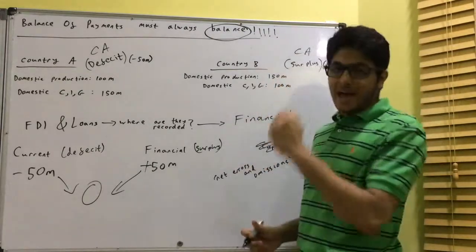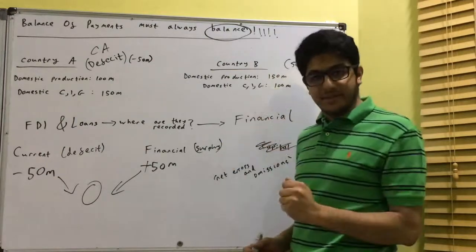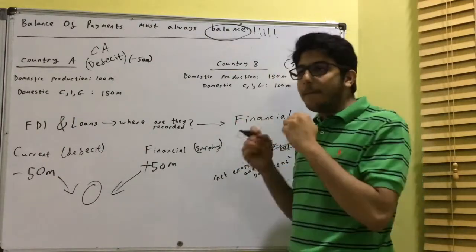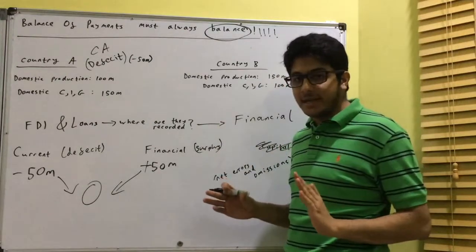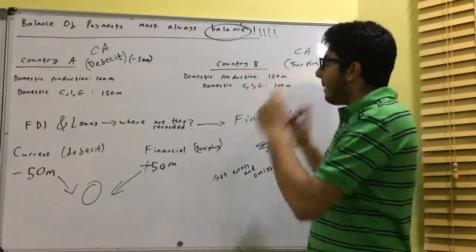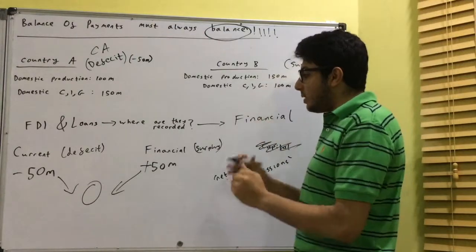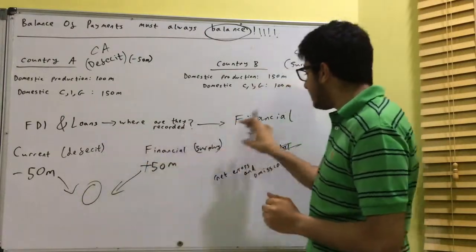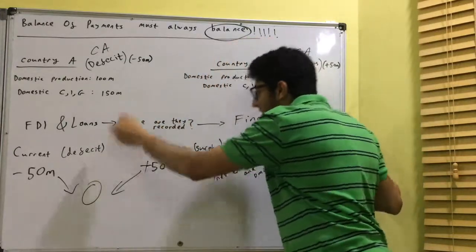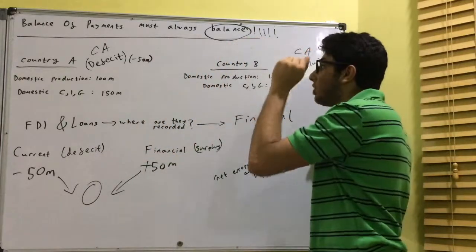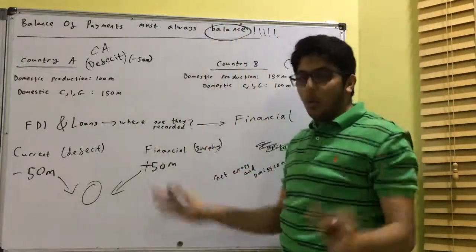So you can't have a balance of payment deficit. You can't have a balance of payment surplus. That's wrong. This isn't GCSE anymore, okay? The balance of payments always balances. You can have individual components of the balance of payments in terms of deficits and surpluses, but not the balance of payments as a whole.